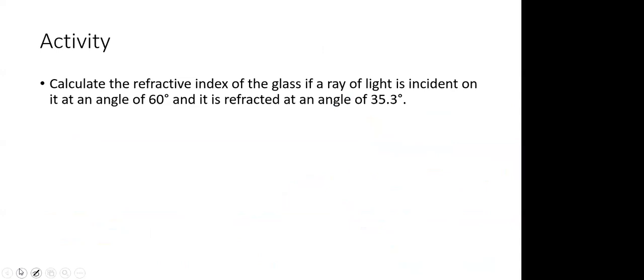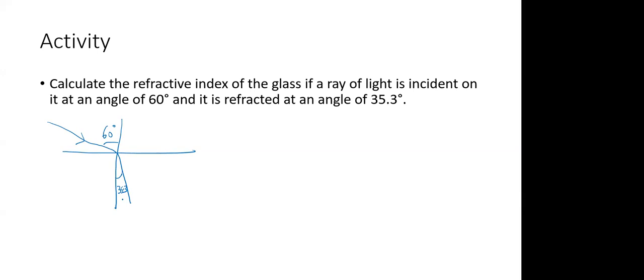Now, I always advise that we don't need to cram, but you must understand. Come up with a sketch where I have a ray of light. It is incident at 60 degrees, so this is my 60 degrees, and it is refracted at 35.3. Even when you're drawing, make sure you do reasonable sketches. When you look at it, you notice that light is moving from a less dense medium into a medium that is denser.